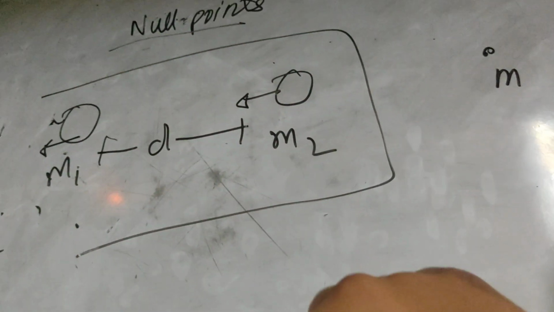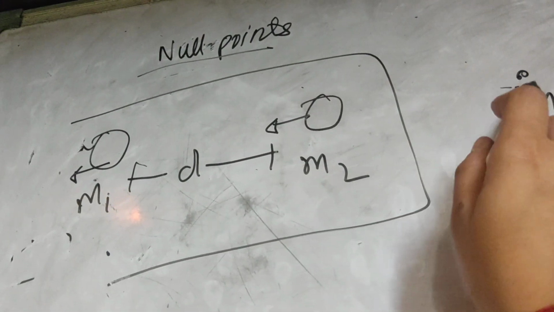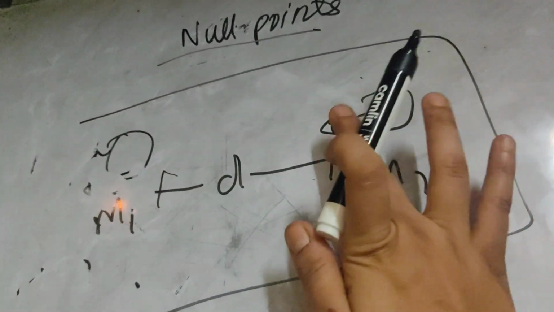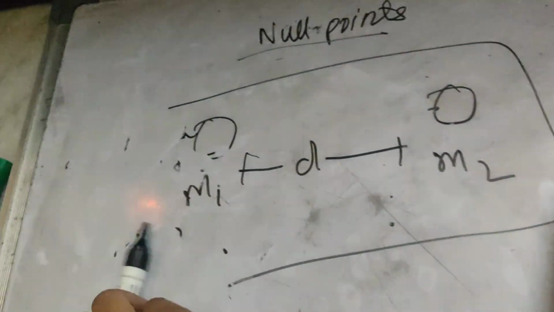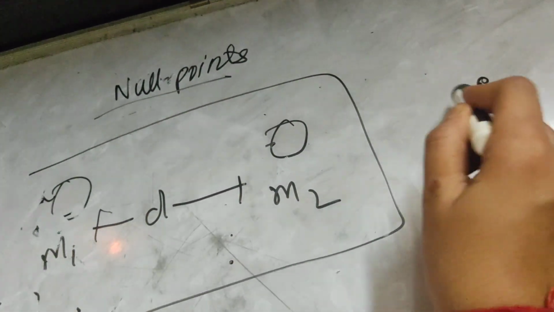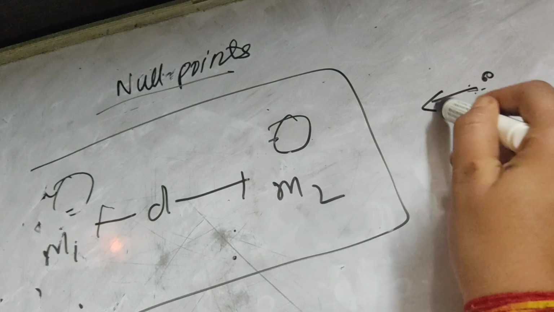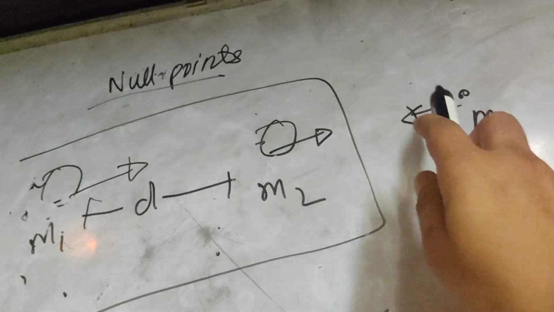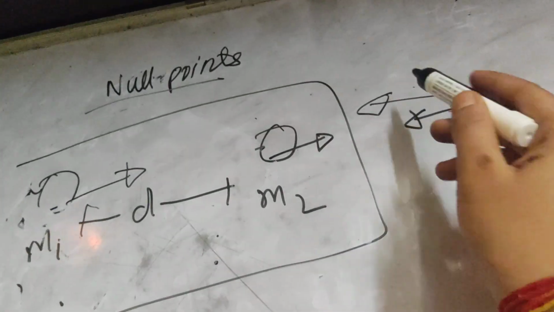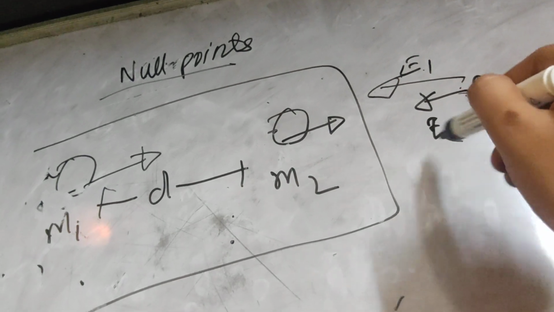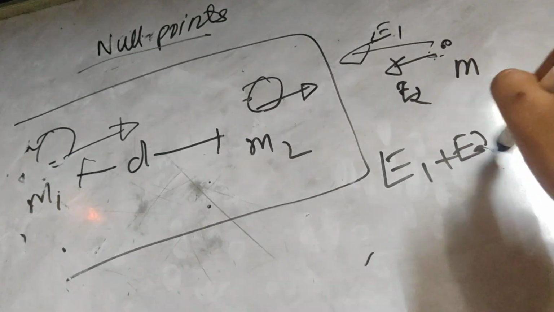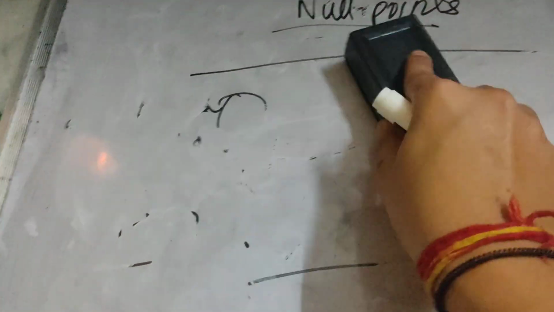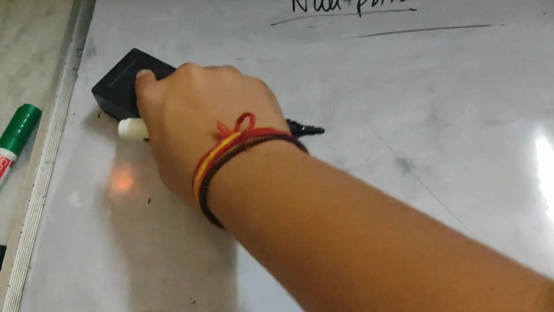If I put this small mass m here, now the E values, these arrows will also change. Now this m2 will be attracted towards this m, and this m will be attracted towards m2, like this. And similarly this m1 will be attracted towards this small mass m, and this will be attracted here. So here also E1 and E2 will get added up. They will get added up, right? Easy. Now similarly, what if I put this small mass m between the bodies?